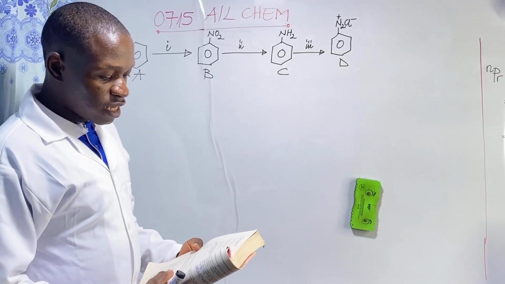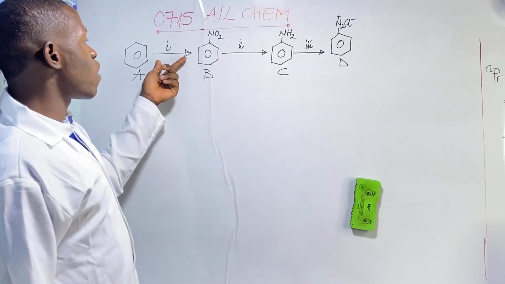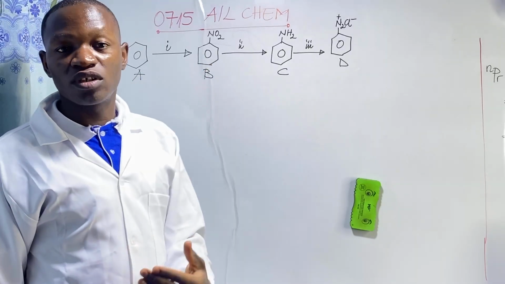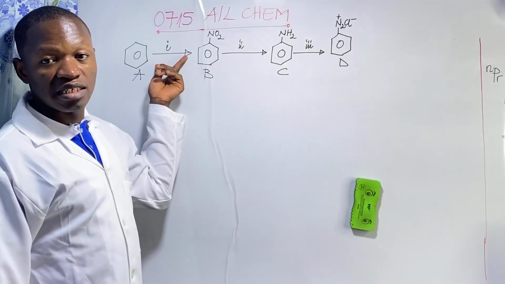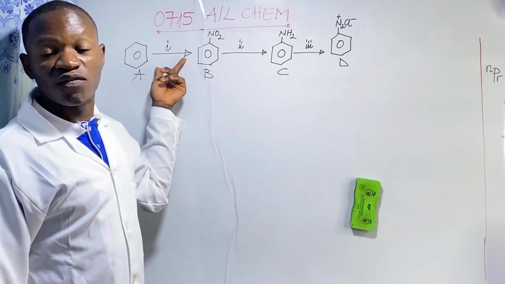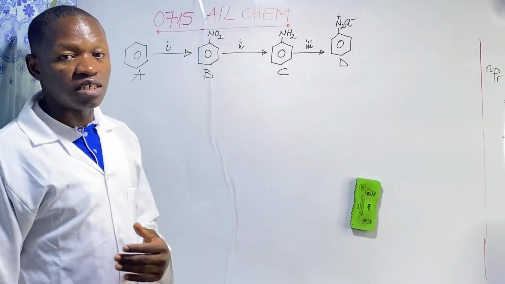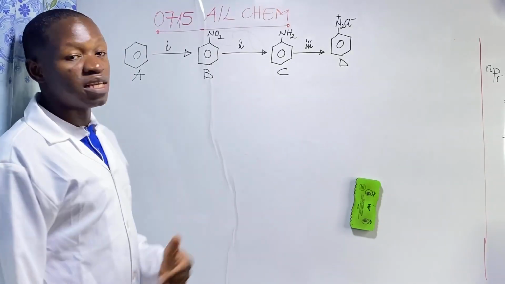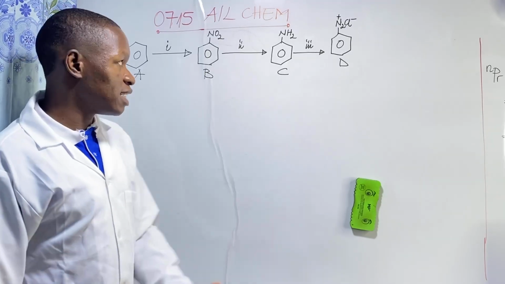Then state the reagents and conditions for steps 1 to 3. So step 1, how do we prepare nitrobenzene from benzene? We use a reaction mixture called a nitrating mixture. The reagents are concentrated nitric acid and concentrated sulfuric acid. Condition: 55 to 60 degrees Celsius under reflux. Under reflux, because benzene is highly flammable and highly volatile, so the reaction will be carried out under reflux.